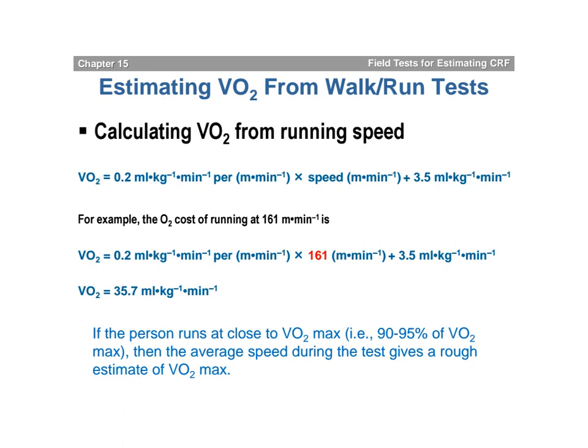So we can plug these values in. Let's imagine that we have an adult who's running at a rate of 161 meters per minute. Then we essentially just plug in this one number. And if you do the calculation, we get VO2 equals 35.7 milliliters per kilogram per minute. Recall that we asked the person to run as fast as they could, so we're assuming that they're at about 90 to 95% of VO2 max. And so this value, 35.7 milliliters of oxygen per kilogram per minute, is in fact a VO2. It's our estimate of VO2 max.